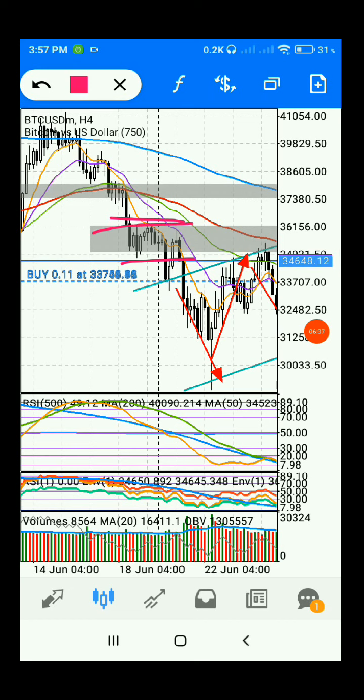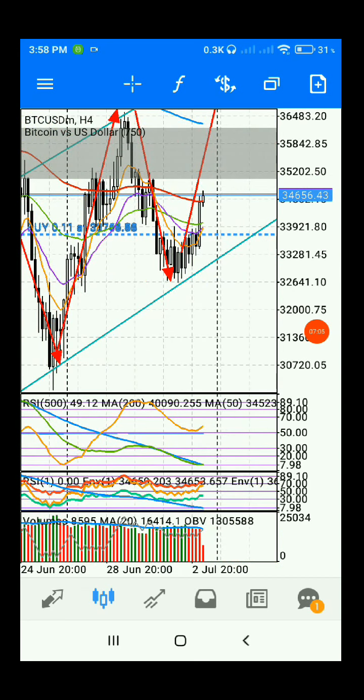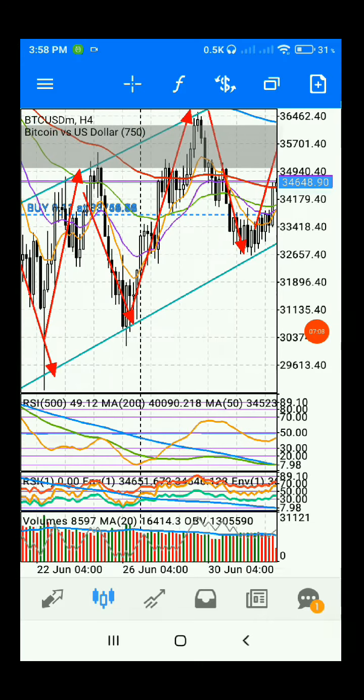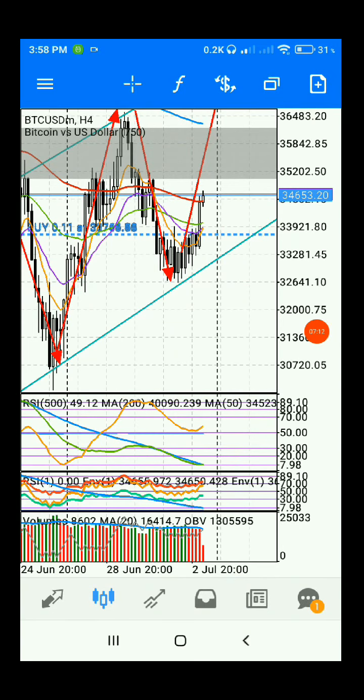Here price is ranging, and then here price goes down. From here price goes down. So this area is a resistance area for this downtrend. Whenever you find a fresh resistance area, that resistance area would be the buyer's area after some time.